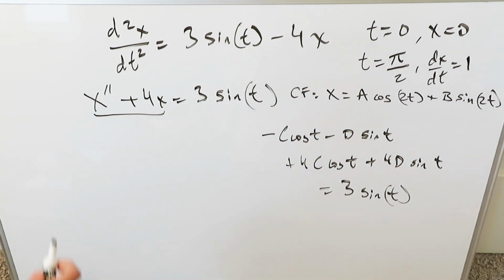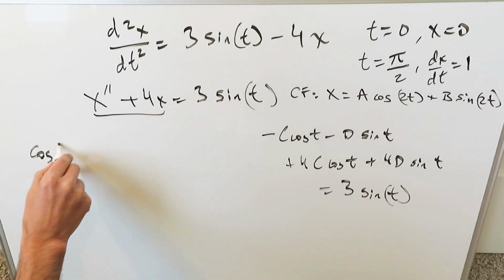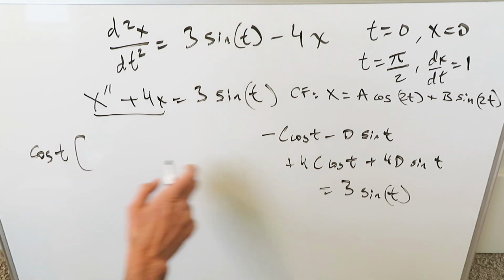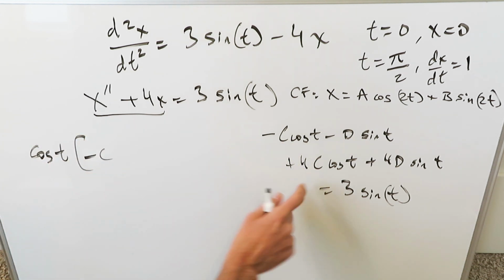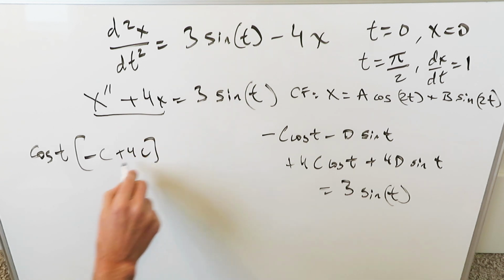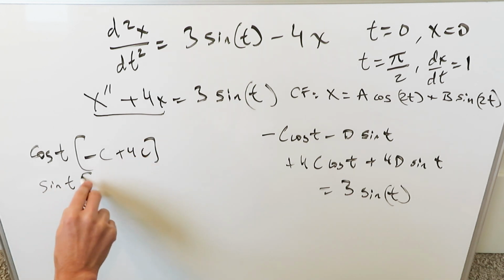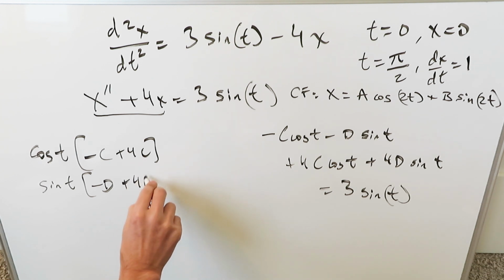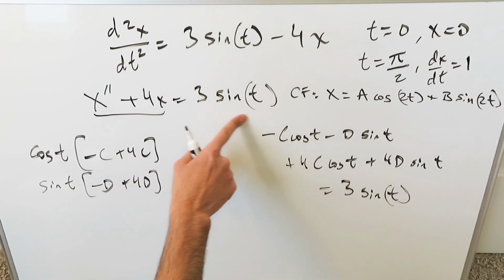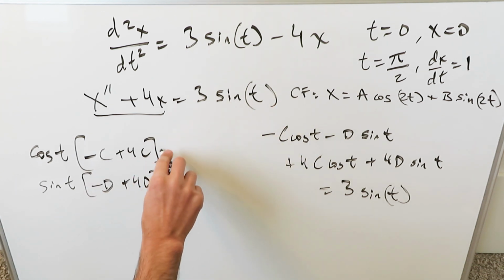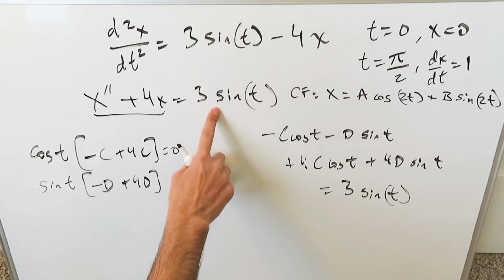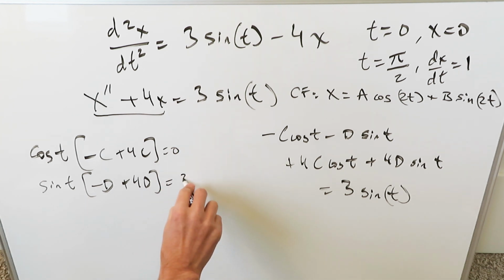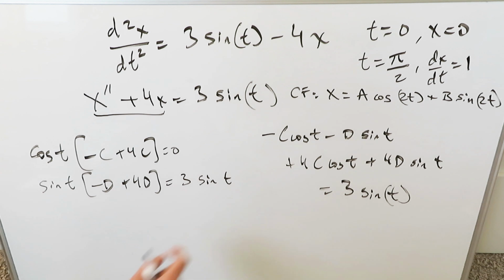Isolate your cosine components. I am looking here at a cosine t component which involves a minus c, and I have a plus 4c. I have a sine t component which involves a minus d and a plus 4d. My cosine component has no corresponding term on the other side of the equal sign. It's equal to 0, but my sine component is equal to 3 sine t.